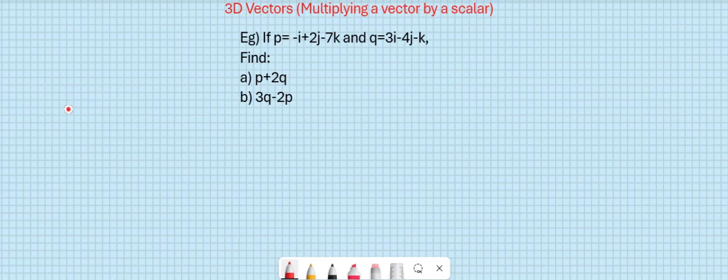Hello friends, we are still on 3D vectors. We looked at addition and subtraction of 3D vectors. Now we are going to look at multiplying a vector by a scalar.